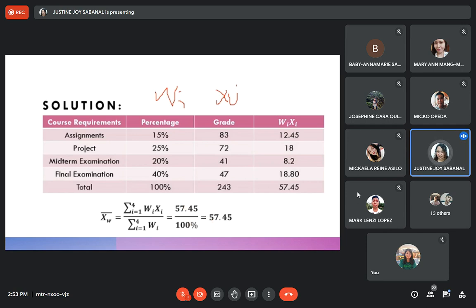So what is the mean average? What would be Jeffrey's mean grade here? We have X bar. The mean grade is what we are looking for, so we focus only on the grades he obtained. The total grade he got for the different components is 243, divided by the number of components, which is 4.